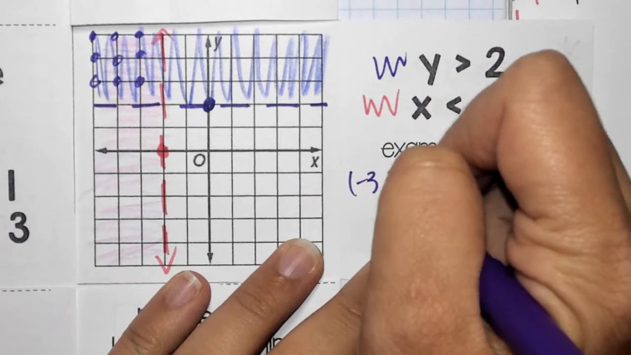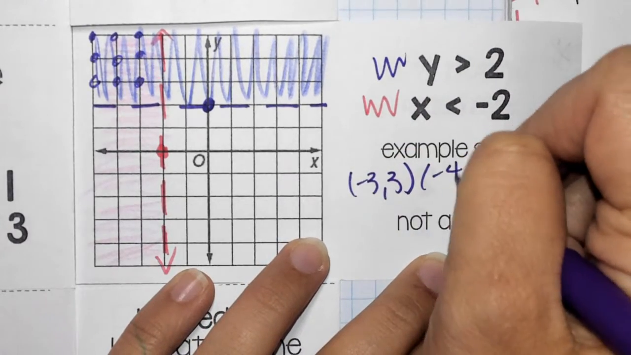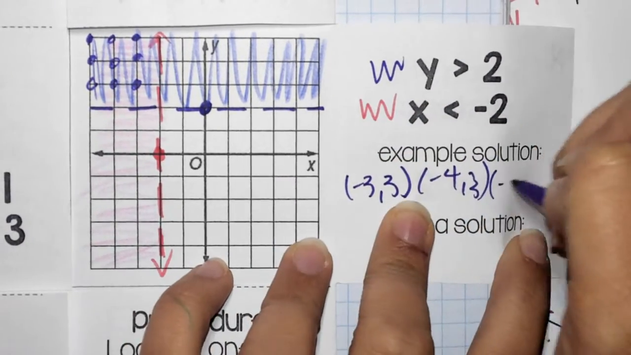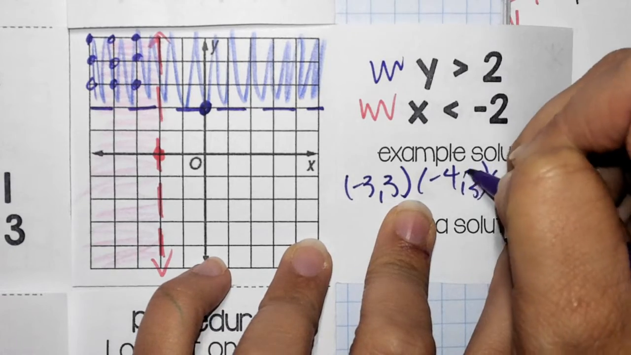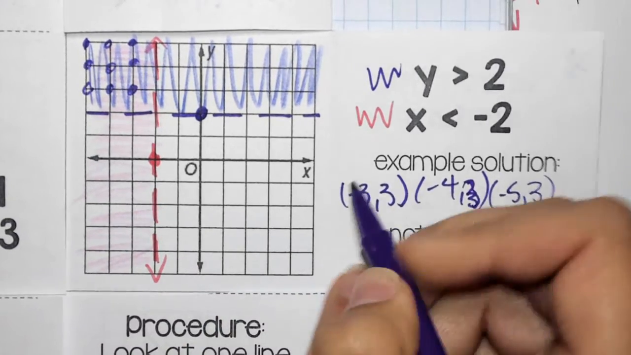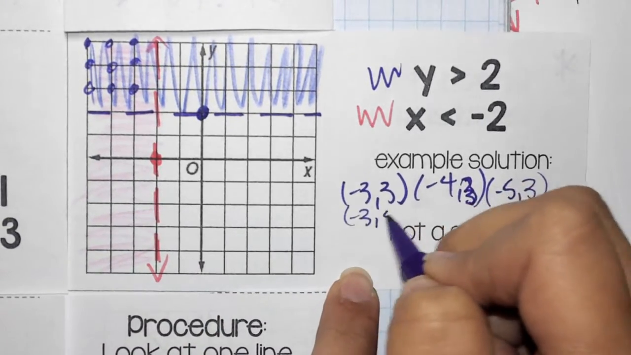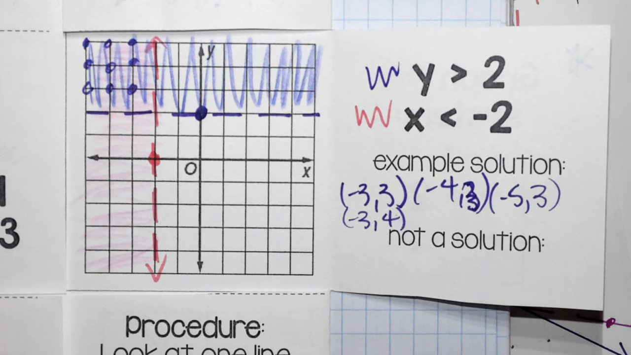So negative 3, 3, or negative 4, 3, or negative 5, 3. Or negative 3, 4. Did anybody get at least one of those correct? Hey, good job. Take a point for your team.